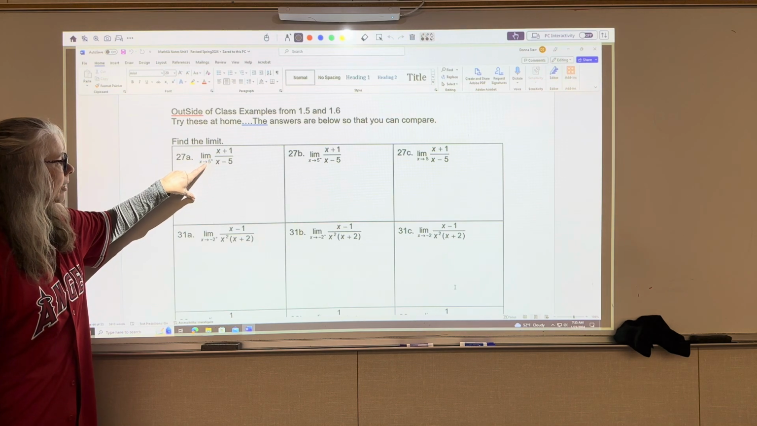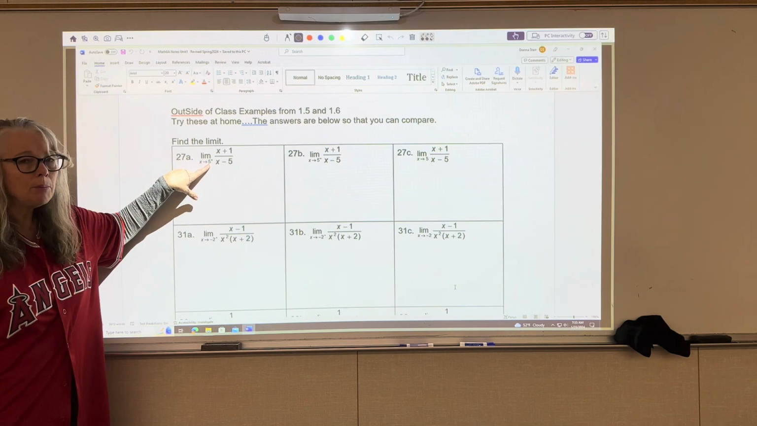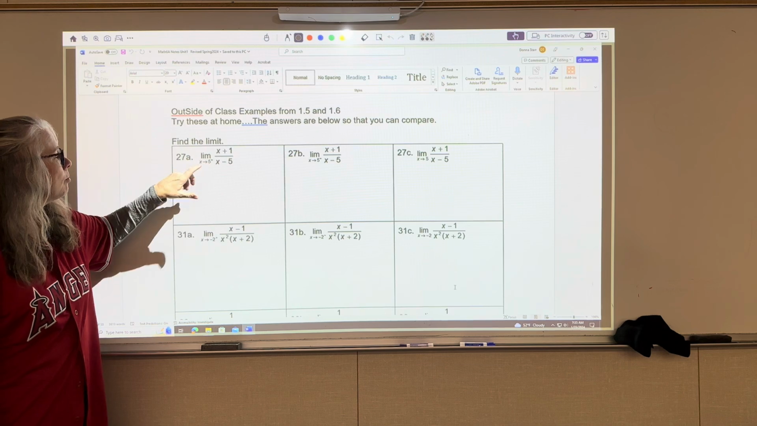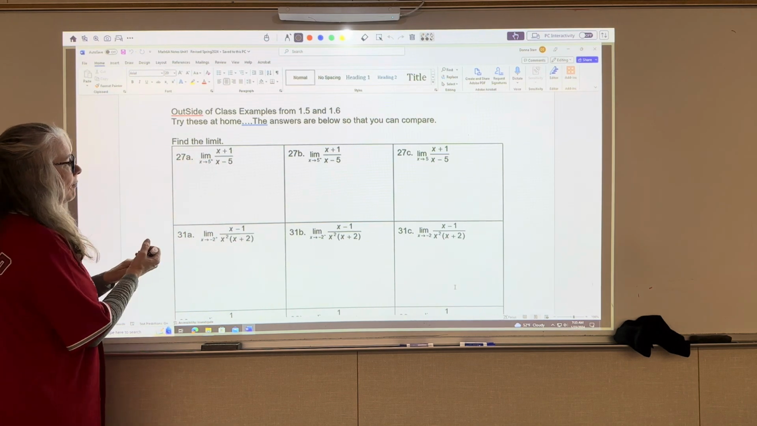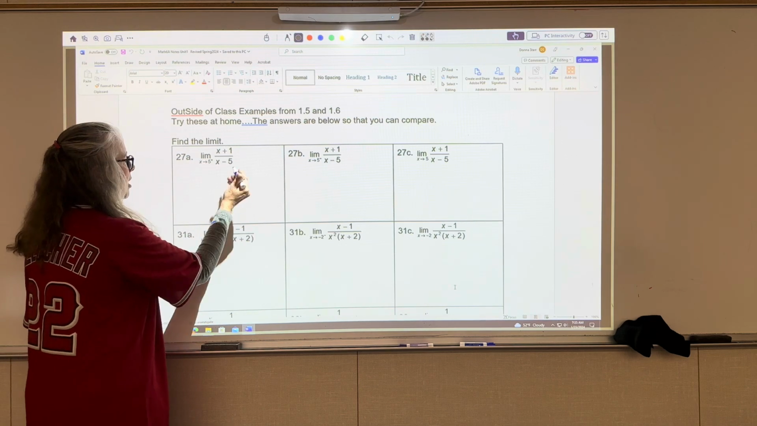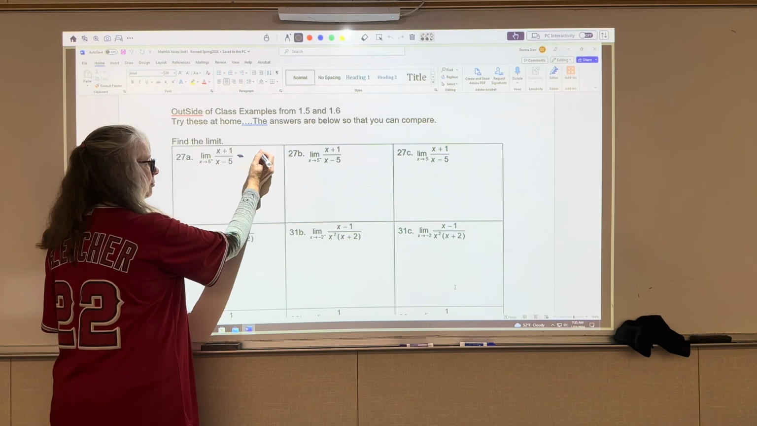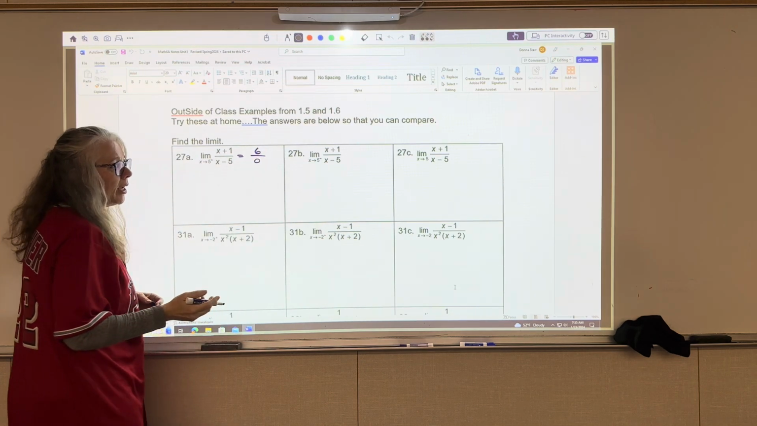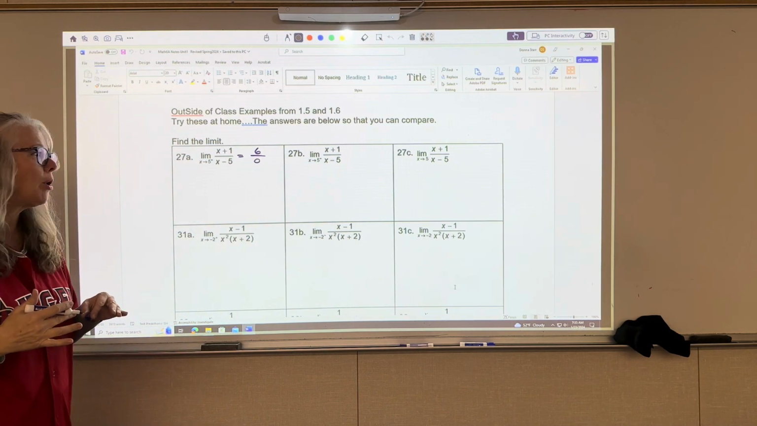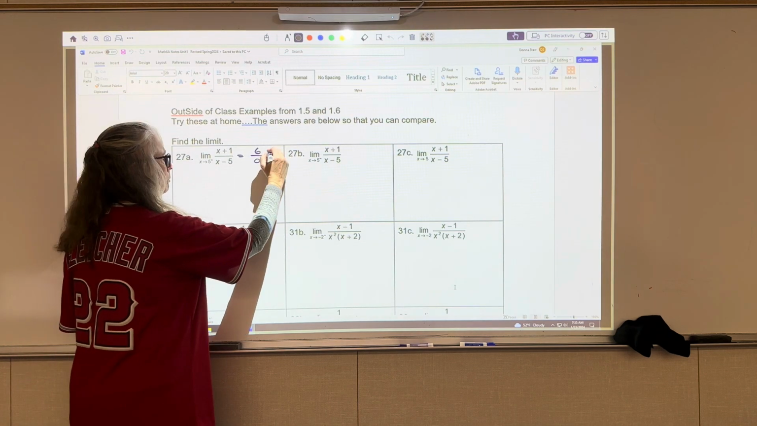So as x approaches 5 from a little bit bigger than 5, what's that, the right side? Yeah, from the right side. And I noticed that if I substitute in 5, I get 6 over 0. Because I have a number over 0, that tells me this is an asymptote.